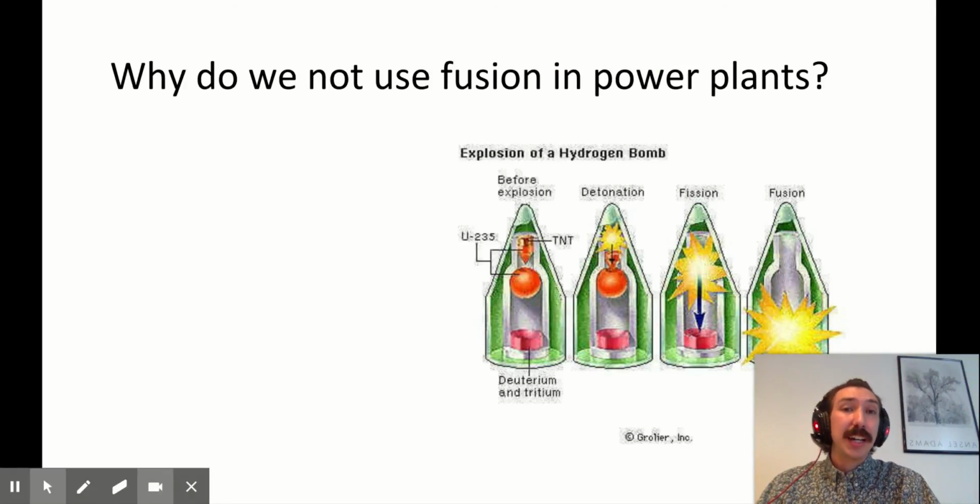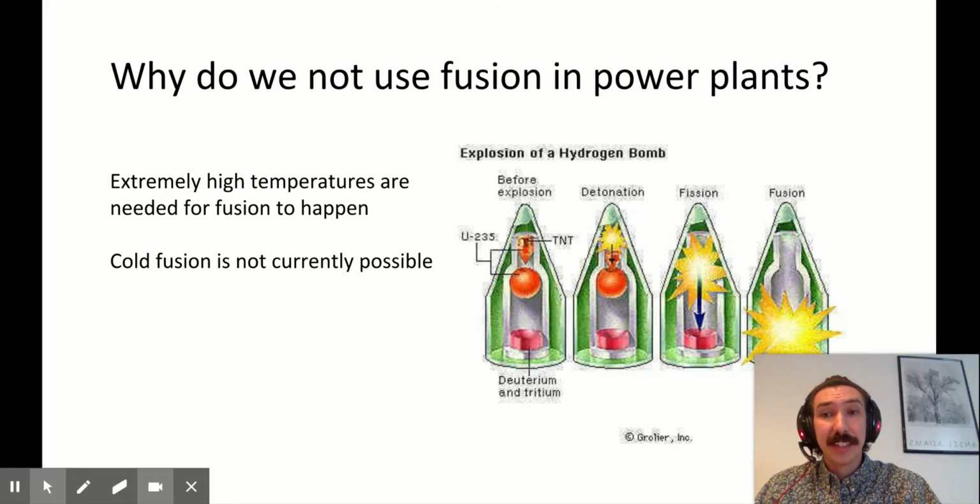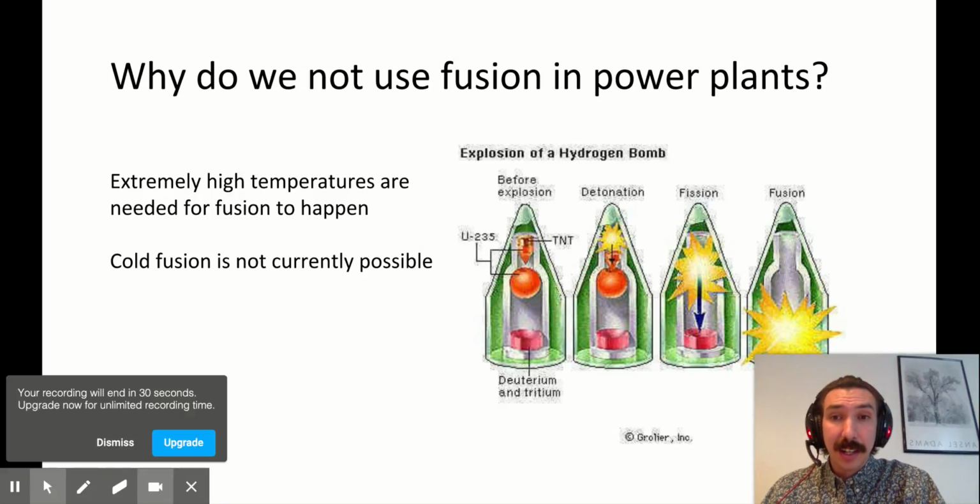So why do we not use fusion in power plants? The answer to that is in order for us to do fusion, we currently need to have a very high temperature in order to fuse our atoms together. So that takes a large amount of energy. So it's not worth it for us. We can't generate energy from fusion right now.